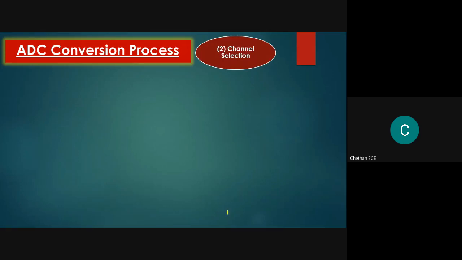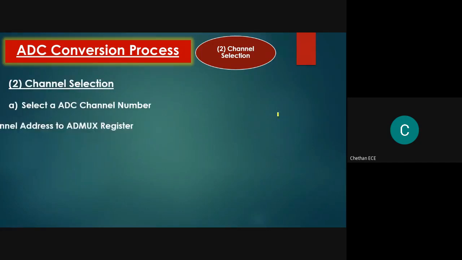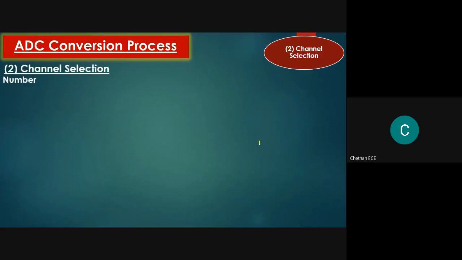Okay, now let's look into the channel selection process. So far we have discussed only the parameter adjustment process. The next step is to select the required channel. Channel selection involves selecting an ADC channel number and sending the corresponding address to the ADMUX register. These two steps are very important because if we want to use a left proximity sensor, we have to select the proper channel number and the proper address for that channel number. This is possible by performing two steps: selecting the channel number, and sending the channel address to the ADMUX register. Let's see how we can do this.